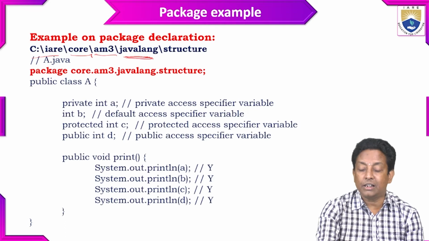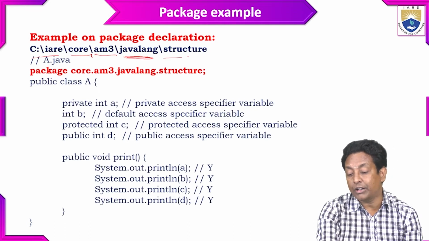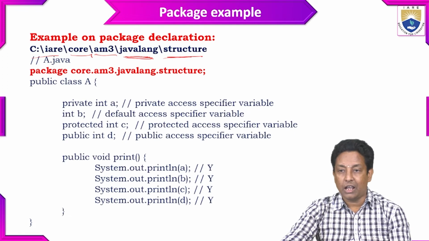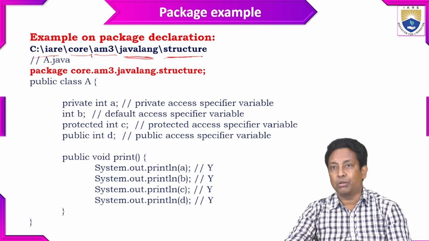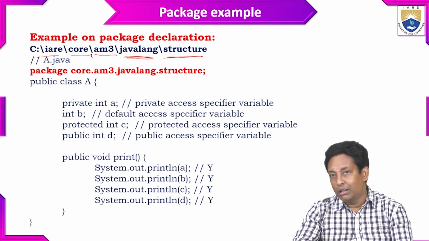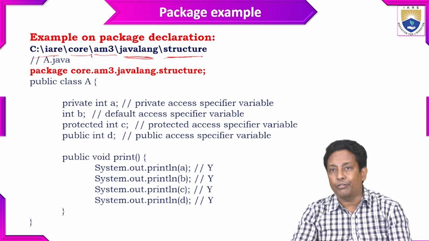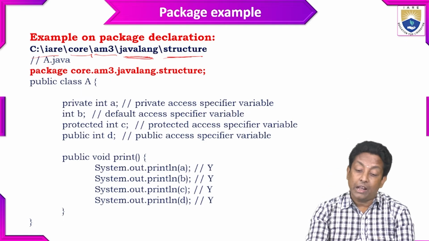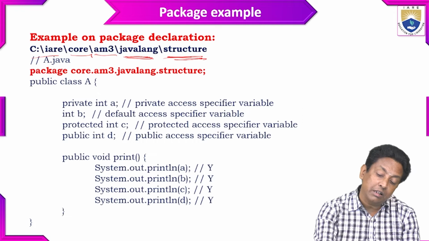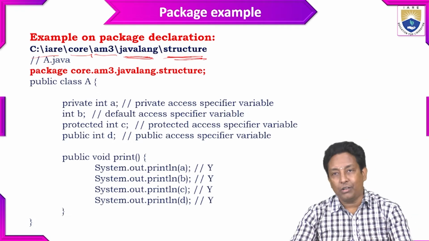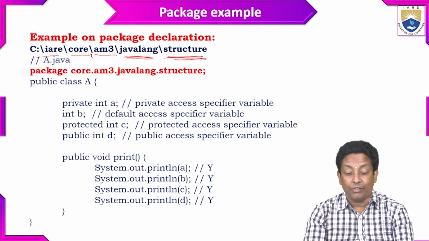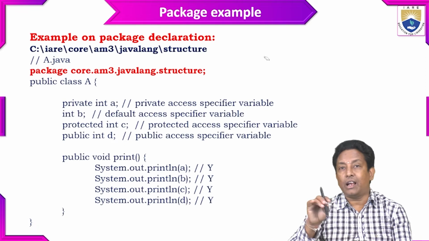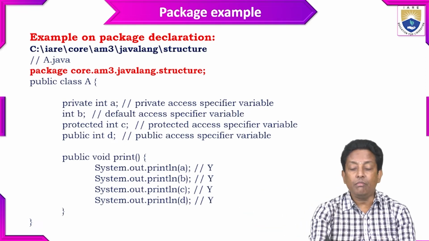Inside Java Lang, we have many other directories, for example data types, conditions, loops, operators, arrays, and the next programming structure, object-oriented programming, exceptions, threads. We cover so many topics in the Java Lang directory. Because we are discussing Java programming structure examples, I created one directory called structure. It's just for our demarcation sake. Java Lang structure: C IARE core AM3 Java Lang structure. That is the directory name.